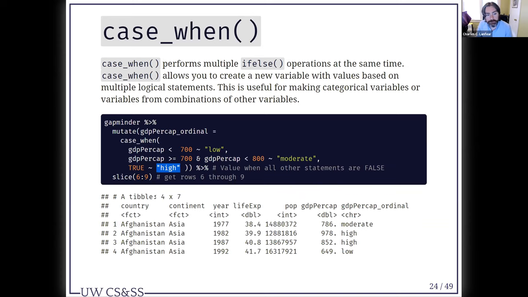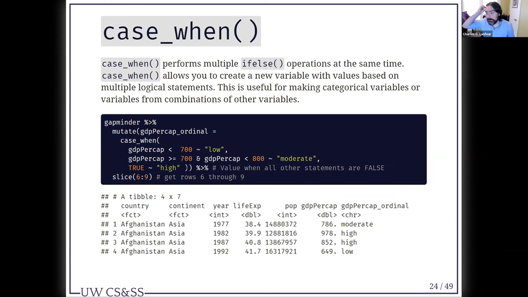Okay? So if I look at my data having done this, Afghanistan is a great example because its income hits all of those categories in this year span. I can say its GDP per capita was 786. Well, that is above 700, but below 800. So it got a value of moderate. And then its GDP per capita was 978, which is above 800. So it got all into this last line and got a high. 852 gets a high. And then its GDP per capita dropped a lot down here in 1992 to 649, which is below 700, so it gets a low. So the way case when works is it checks this one. If it gets a true here, it assigns this value and doesn't check the remaining ones. Otherwise, it just works its way down until it encounters a true.